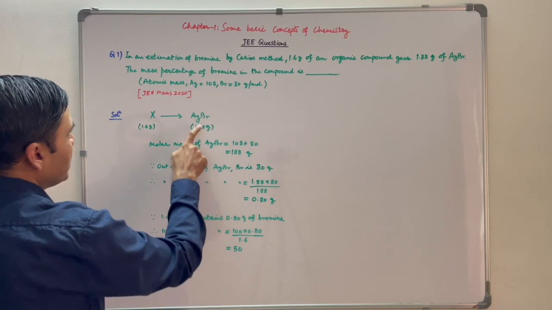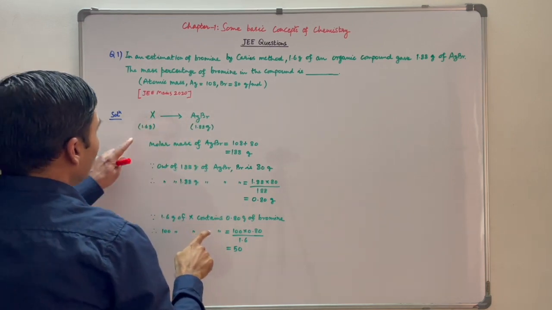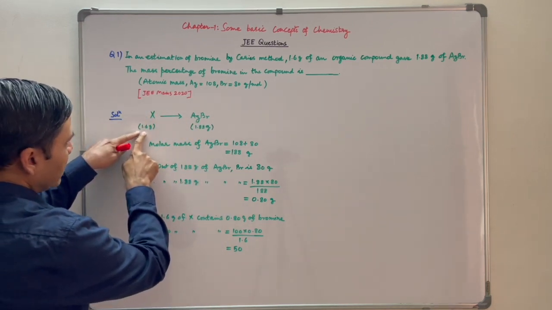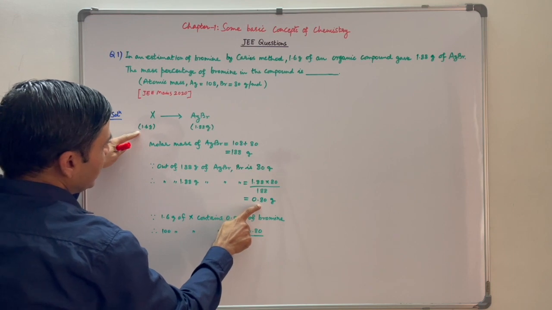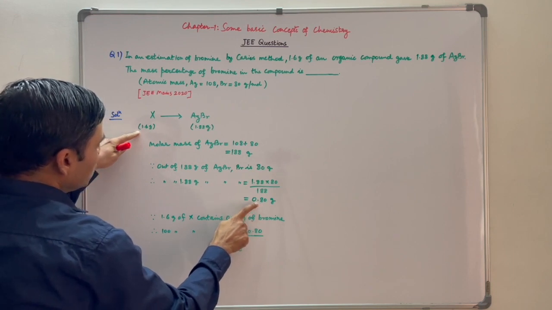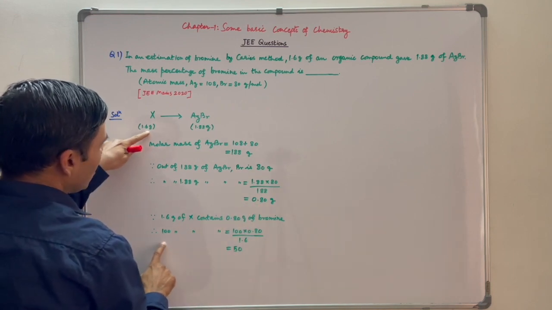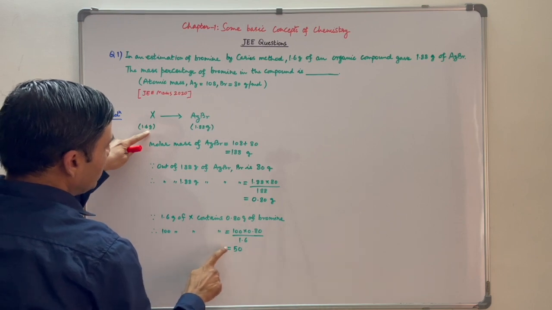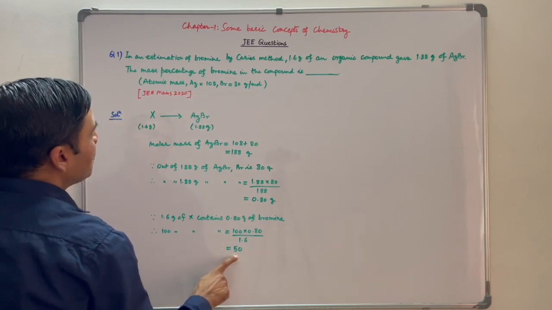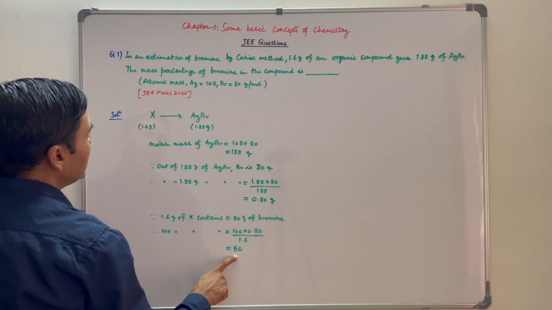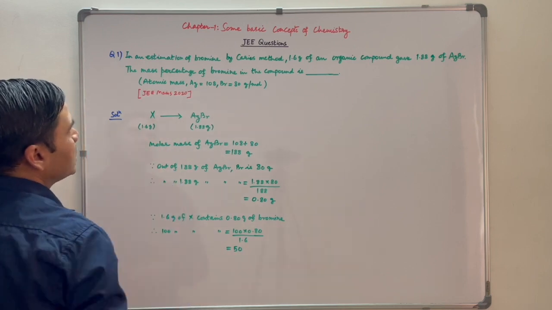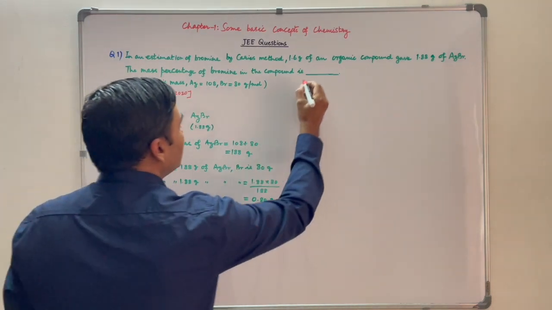This bromine is coming from X. So 1.6 gram of X contains 0.8 gram of bromine. So 100 gram of X contains how much of bromine? It will come out to be 50. That means mass percentage of bromine in X is 50%. So we will fill 50 here.